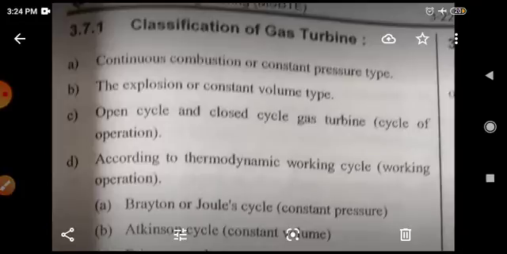Continuous combustion or constant pressure type classification. Let's see the classification: the explosion or constant volume type, open cycle and closed cycle. This we are going to see in brief. Then according to thermodynamic working cycle, first one is Brayton and Joule, second Atkinson and Ericsson cycle. Now let's see constant pressure open cycle gas turbine.